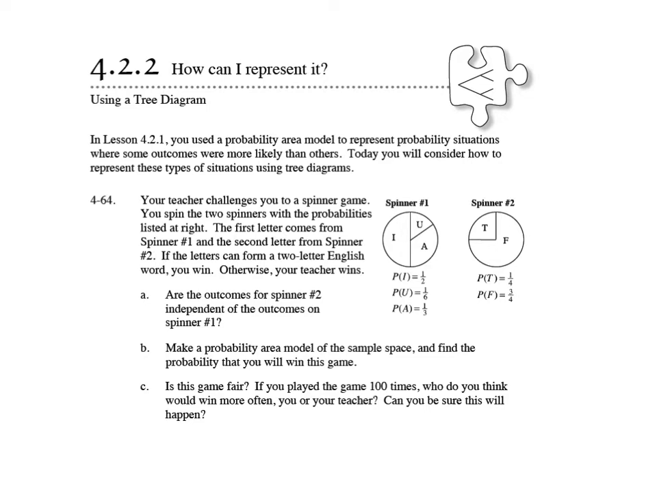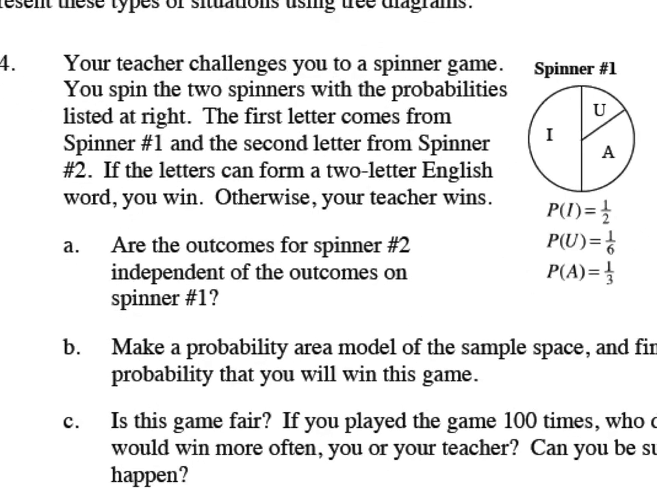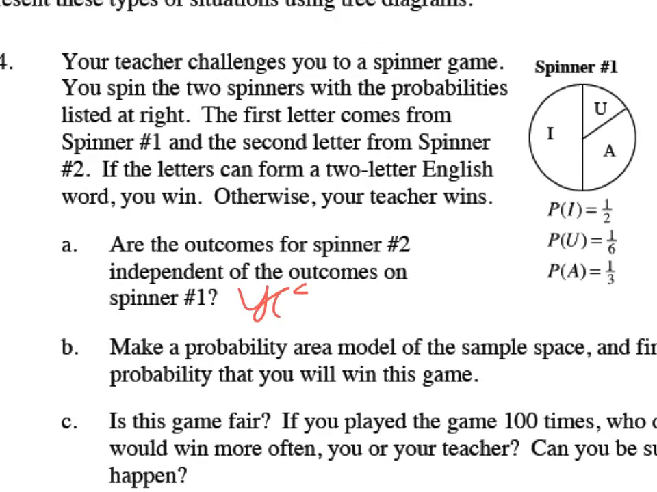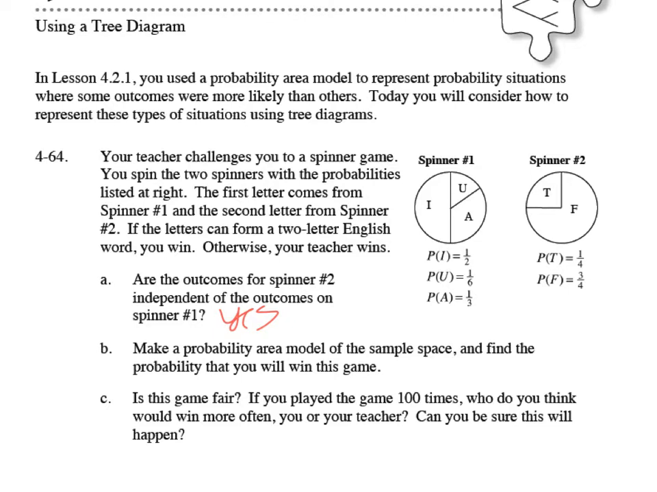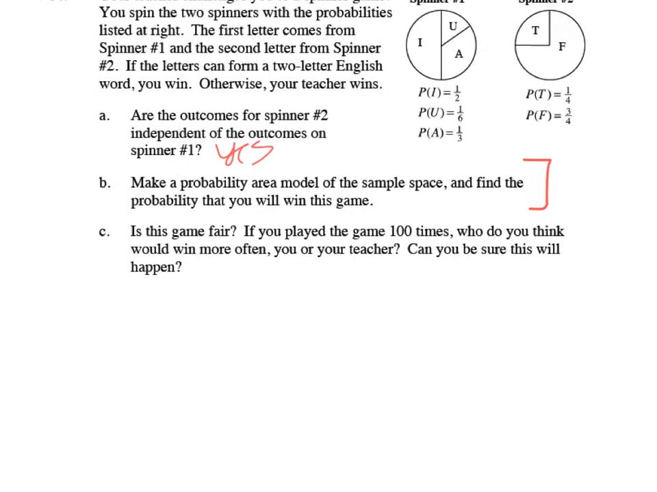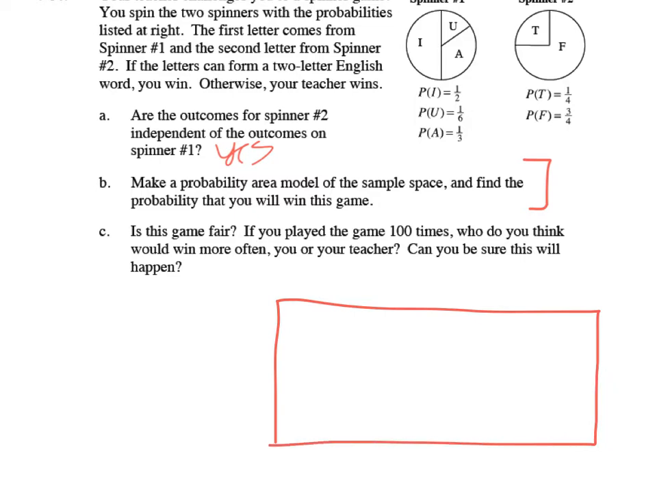It says, are the outcomes for spinner 1 and spinner 2 independent of one another? Yes, these are independent, meaning whatever I get on spinner 1 is not affecting what is taking place on spinner number 2. So that's important to understand. And then part B says, make a probability area model of the sample space. This is just like what we did in the warm-up problem. So I'm going to create an area model, and I would encourage you really quick to do that as well if you have not done so already.